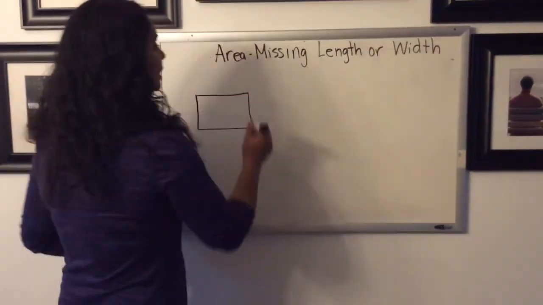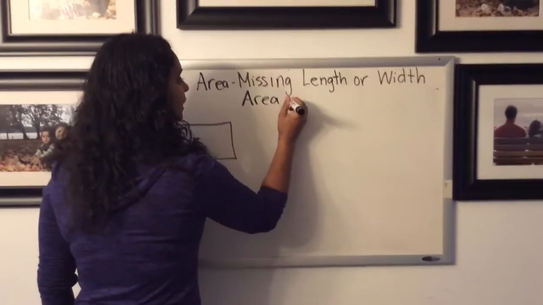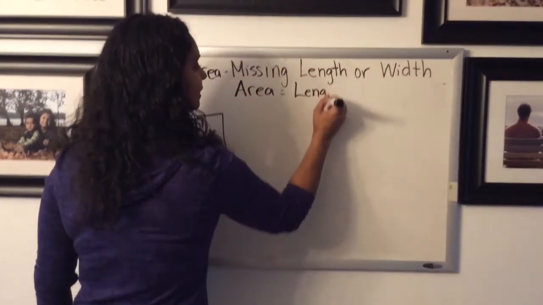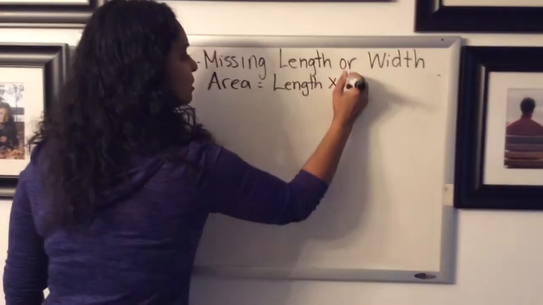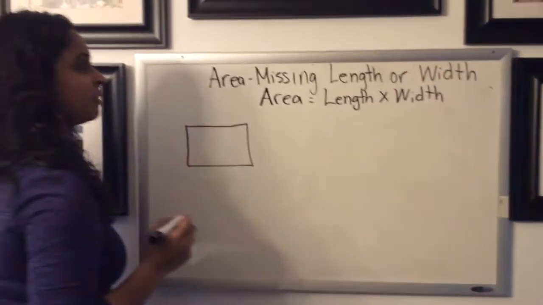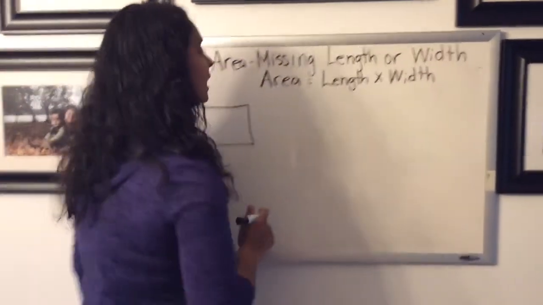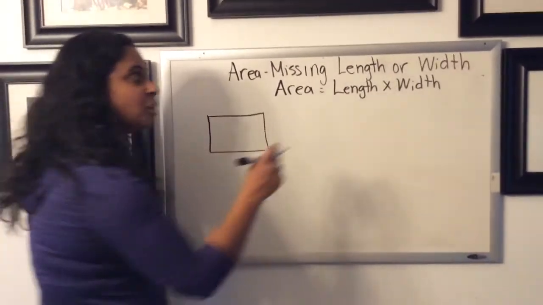So just to review, you know that area equals length times width, and you've been using that in your book so far, and we have talked about that in class as well. So if you know the length and the width, you will find the area. But what if you don't know one of these?